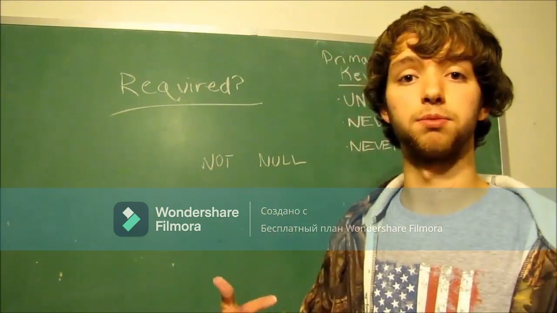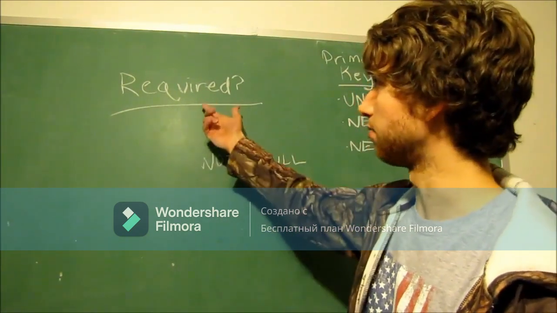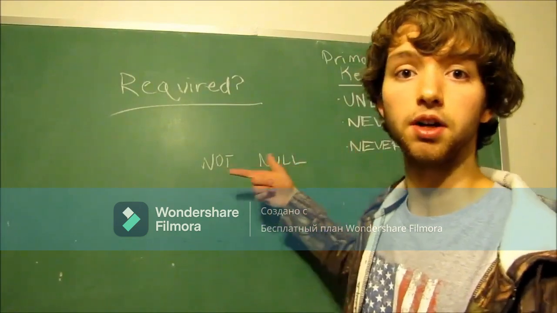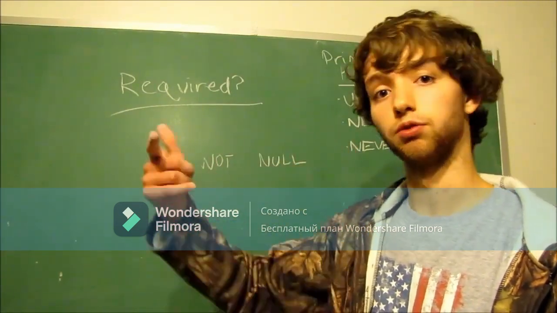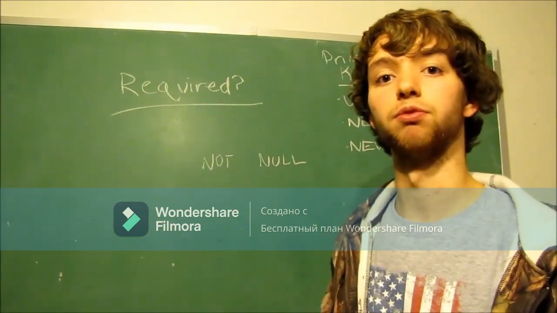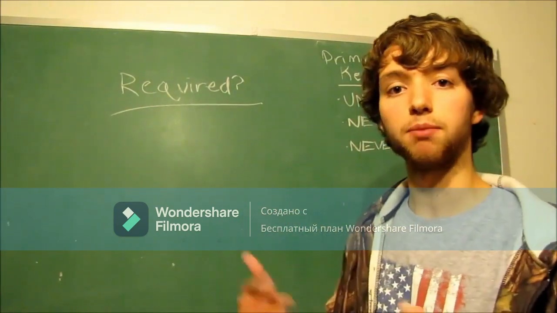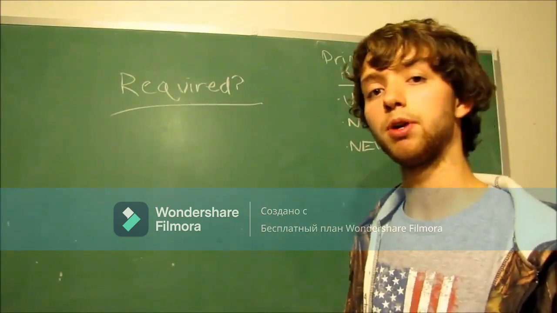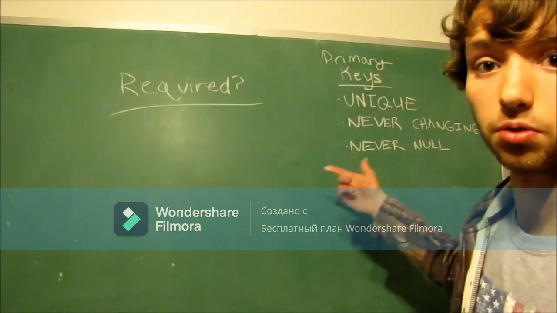Now this is important when it comes to foreign keys, because if we require a relationship, we set it as not null, and that means every single row is going to have a relationship for that foreign key column. So one of the biggest differences between primary keys and foreign keys is that primary keys are required all of the time, never changing, never null.